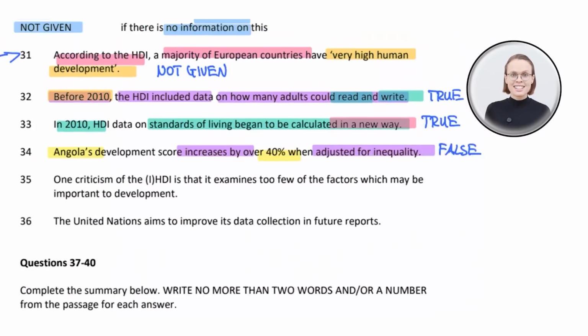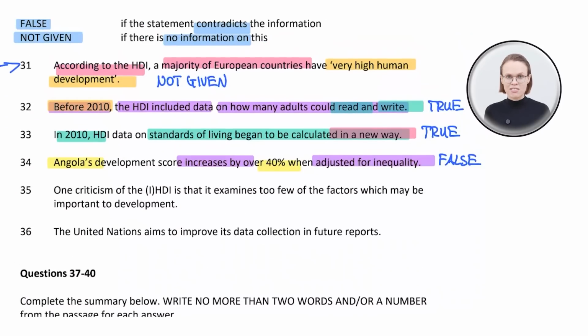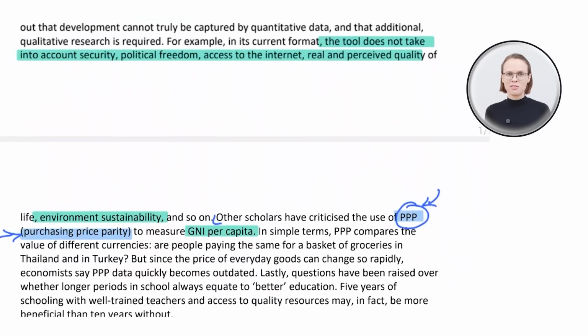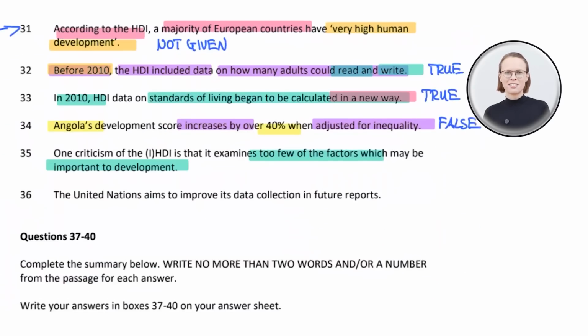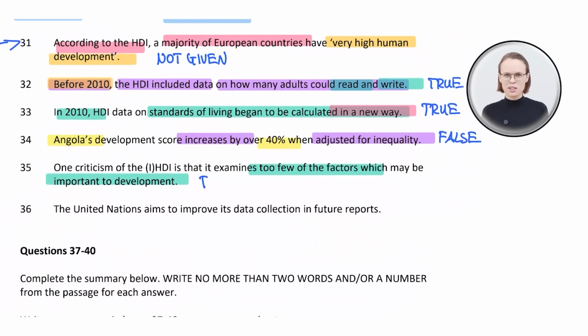What does the statement say? One criticism of the IHDI is that it examines too few of the factors which may be important to development. This is what the passage says, right? It says that the tool does not take into account several factors that are mentioned here that are also important. So the correct answer is true.